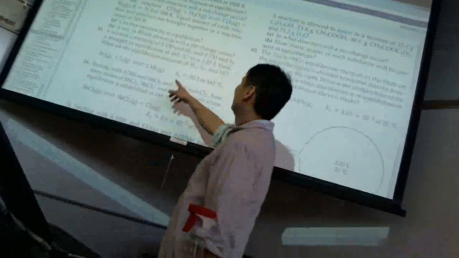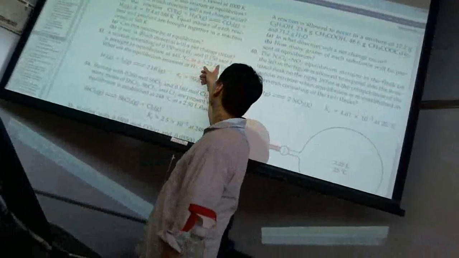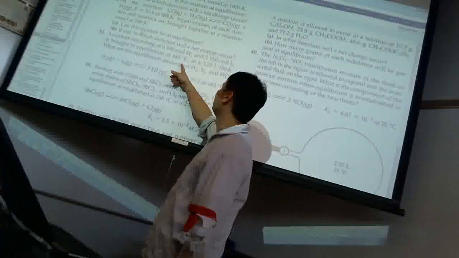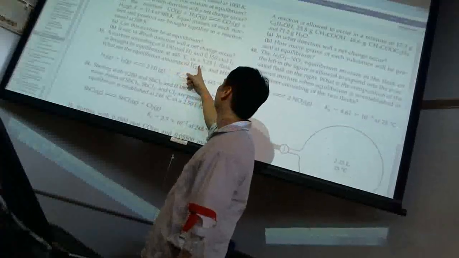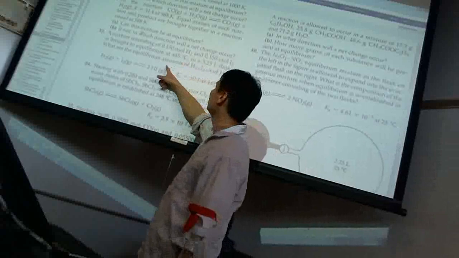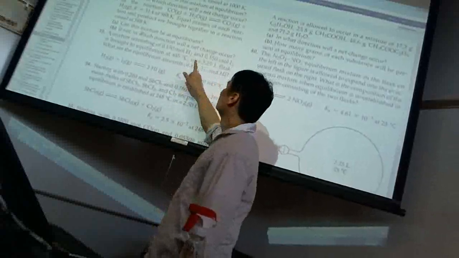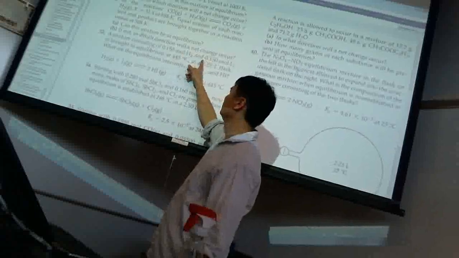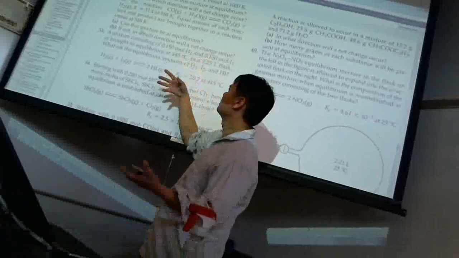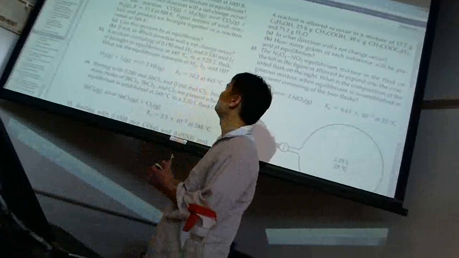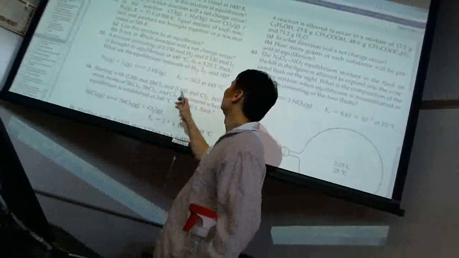A mixture consisting of 0.150 moles of hydrogen and 0.150 moles of iodine is brought to equilibrium at 445 degrees C in a 3.25 liter flask. What are the equilibrium amounts of hydrogen, iodine, and HI? And so, are these initial amounts here? Yeah, those are initial amounts. And so they want the equilibrium amounts.